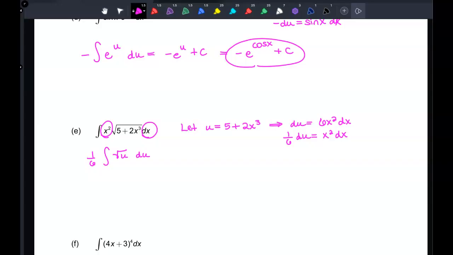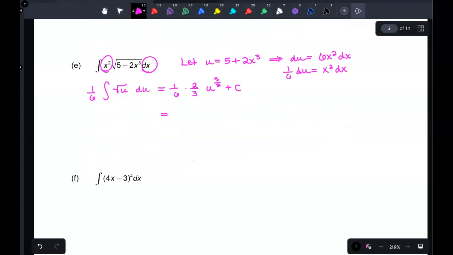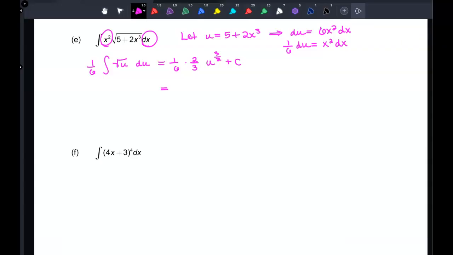So what do we get for here? So u to the 3/2 over 3/2, so times 2/3. So our coefficient is 1/9. Thank you. And then we have 5 plus 2x cubed to the 3/2 plus c. I'll save it. You want to try the next one on your own?